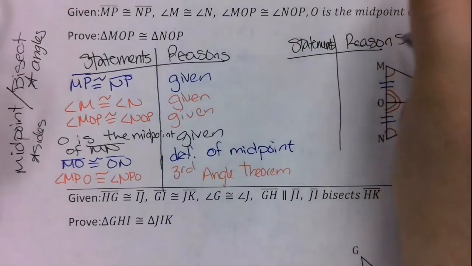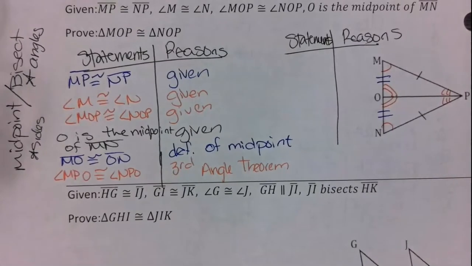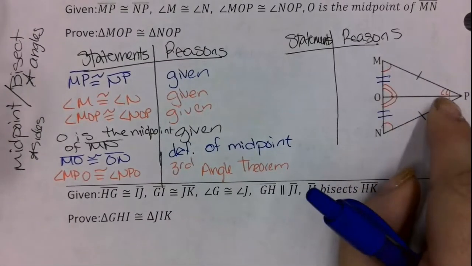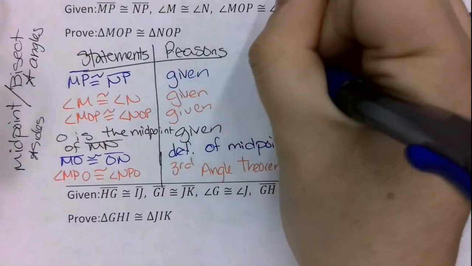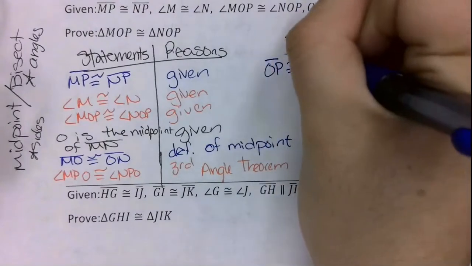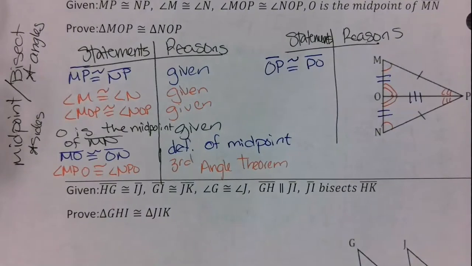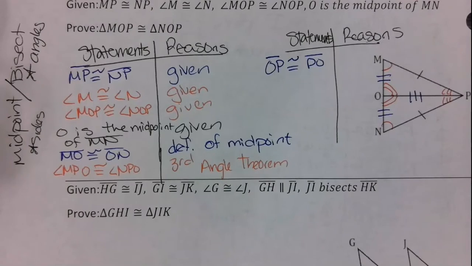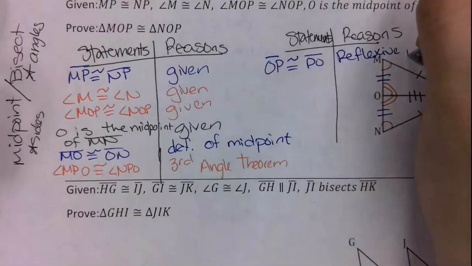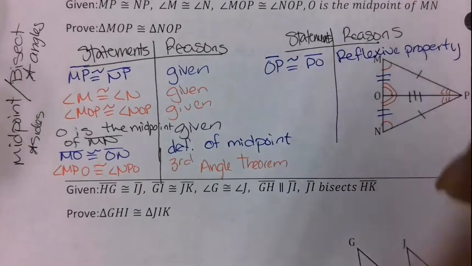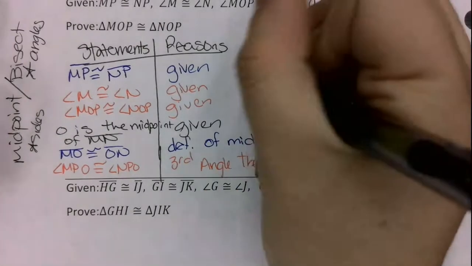I ran out of room. Okay. I haven't labeled this triangle. This line, I know it's going to be congruent. Why is OP congruent to PO? What's the word for when they're the same? We just used it. Look at the other side. Reflexive. Okay, and then I can say my two triangles are congruent.